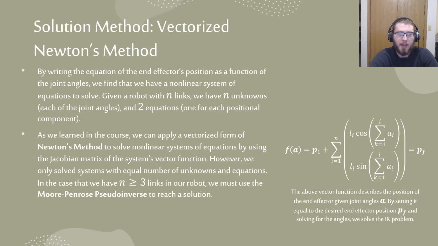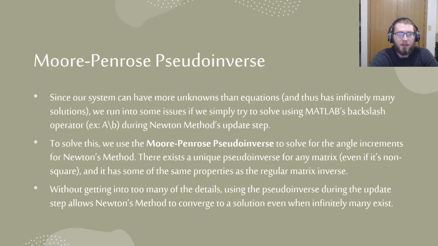However, in the case that we have n greater than or equal to 3 links in our robot, the Jacobian matrix is non-square, so we must use what's called the Moore-Penrose pseudo-inverse for the method to converge properly. A little bit more about the Moore-Penrose pseudo-inverse and why it's needed. So since our system can have more unknowns than equations, it actually has infinitely many solutions in many cases.